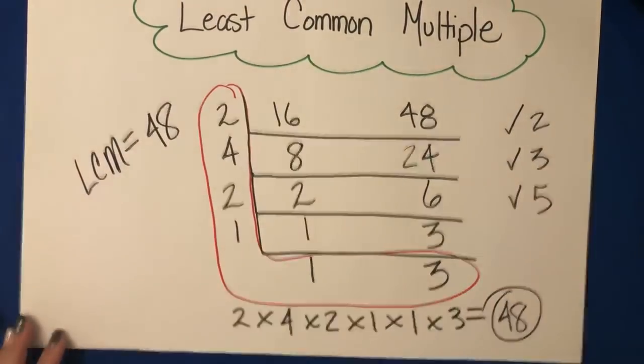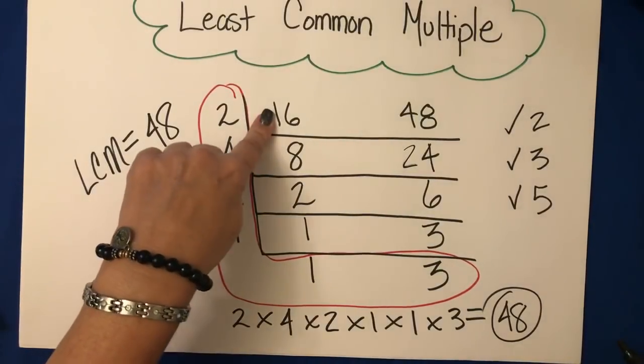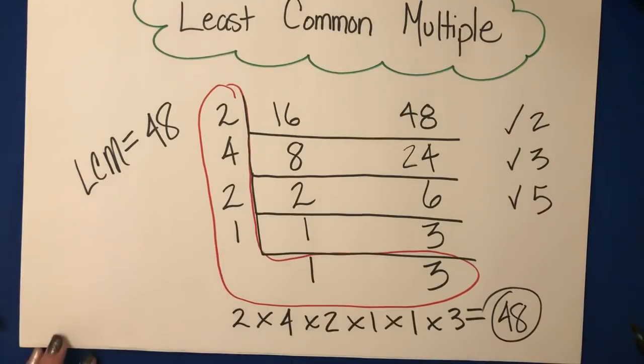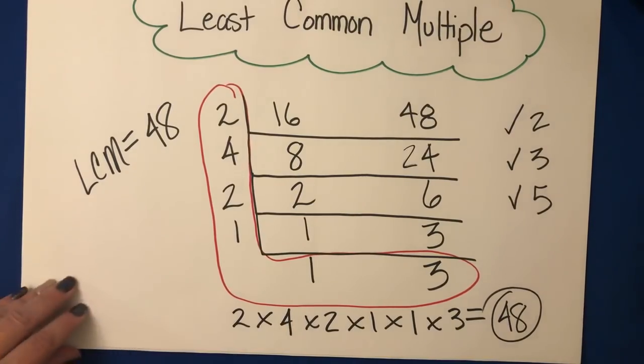So in 48 seconds, it would take this tree a little while. It would have to go 16 and 16 more, and then they're both going to be flashing exactly at the same time at 48 seconds. Okay, good job, you guys.